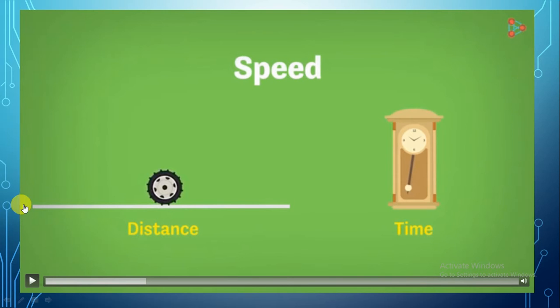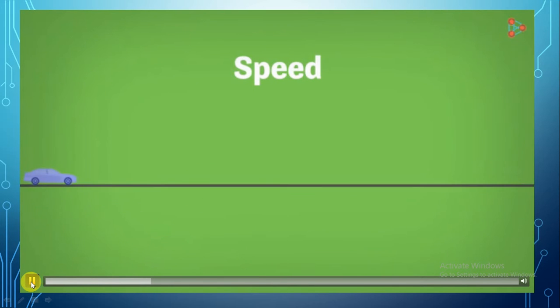As you see, here is the distance. This wheel will move from this point to this point. So this is the distance. It is how long the route or the way the object moves. Here is the time this object takes to move this distance. Excellent.